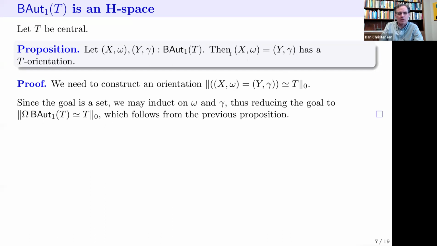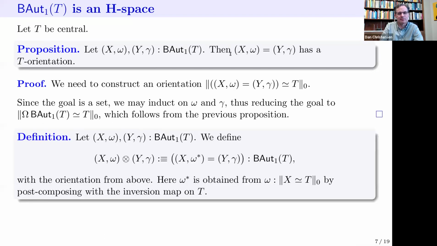And I can use that to give a binary operation on B-1 of T. It's not exactly this type. So given two oriented types, I'm going to write tensor for this binary operation, which is essentially this path type, except that I'm going to change the orientation of X slightly. So I take this equality type, I use the orientation from the proposition, so I get an element of B-1 of T. And I change the orientation on X by taking the orientation I have, and I post-compose with the self-equivalence of T, which is given by inversion.